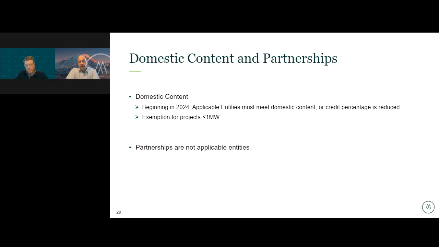And then the last thing is that the IRS has made it clear, in some other webinars that I've listened to from the IRS, that partnerships are not applicable entities. So if you have two not-for-profit entities, for example, that are in partnership with one another, it's not an applicable entity and therefore not eligible for that direct pay requirement.